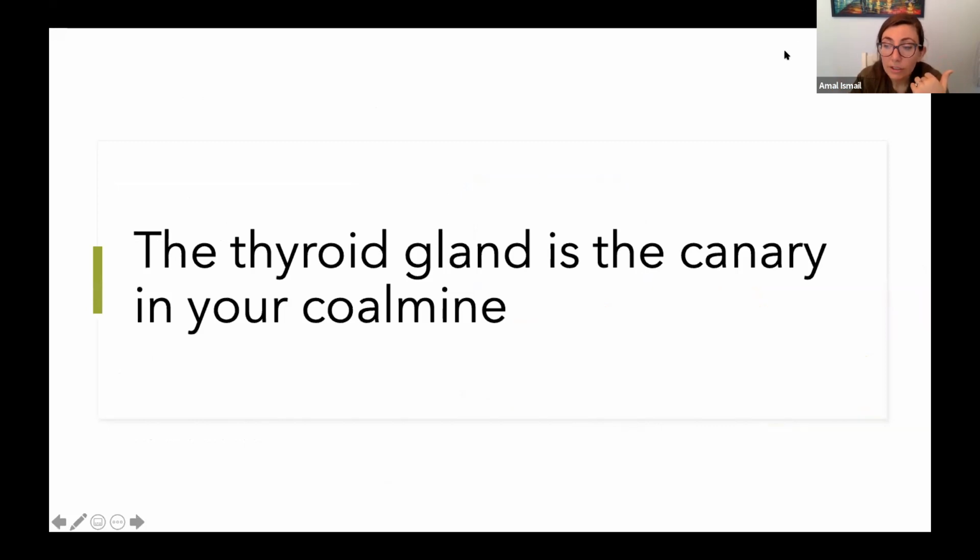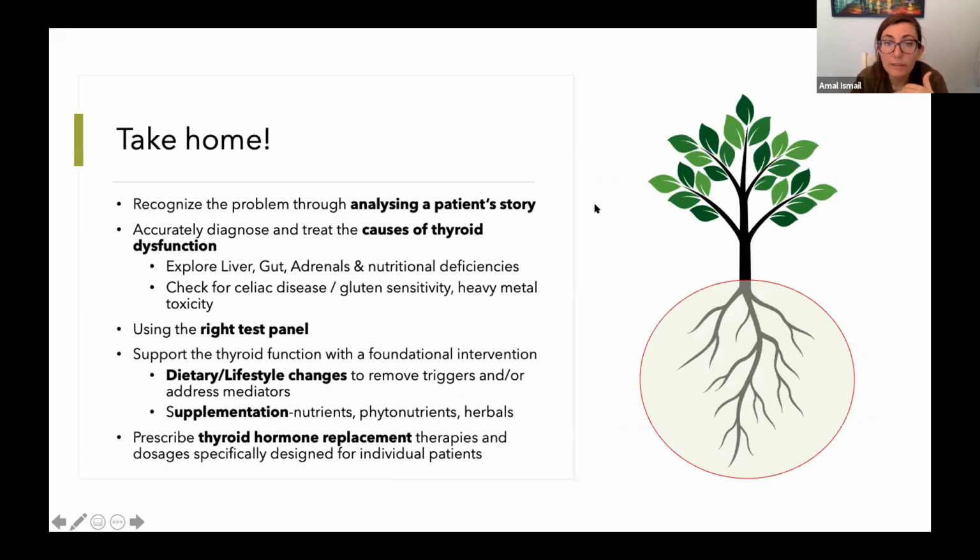So the key message here is that the thyroid gland is the canary in the coal mine. Whenever there's a dysfunction in the thyroid, you need to think, what else is going on in my body that's driving this dysfunction? And what do I need to correct it? So the take home is that we need to look at the roots, not just at the branches. We need to recognize the problem by analyzing the full patient story.